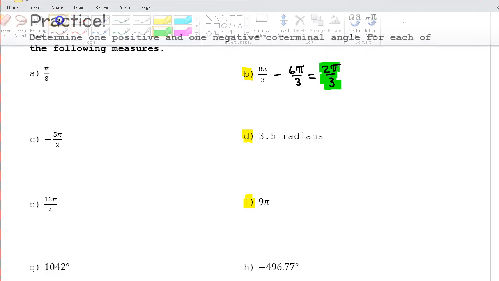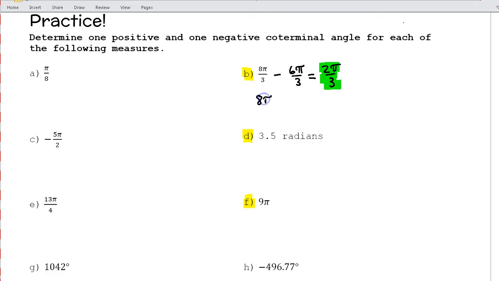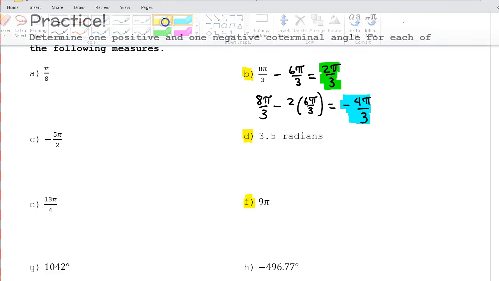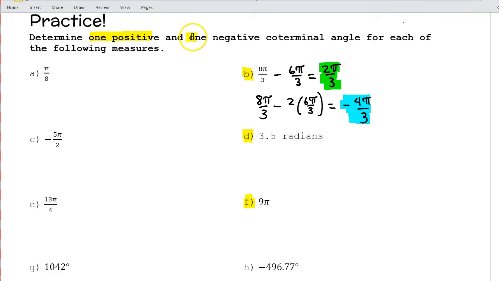And then I'm going to take my 8 pi over 3 and I'm going to subtract 2 times 2 pi. Again, 2 pi in thirds is 6 pi over 3, so that's 12 pi over 3. So 8 minus 12 is negative 4, so I have negative 4 pi over 3. And now I have one positive and one negative coterminal angle. Keep in mind that the directions are asking for one positive and one negative coterminal angle. And that's pretty common for these type of problems.